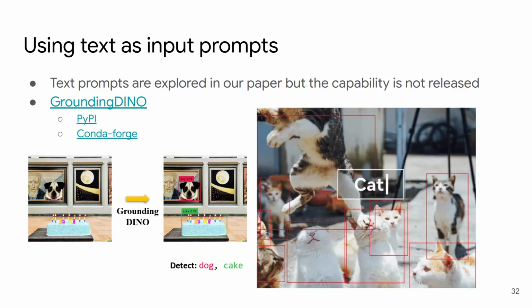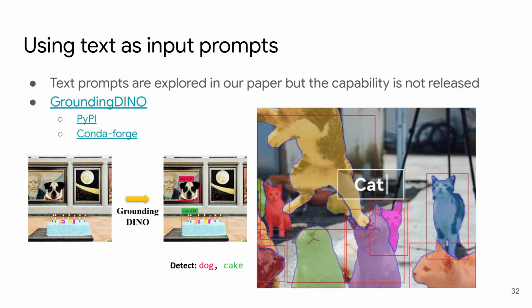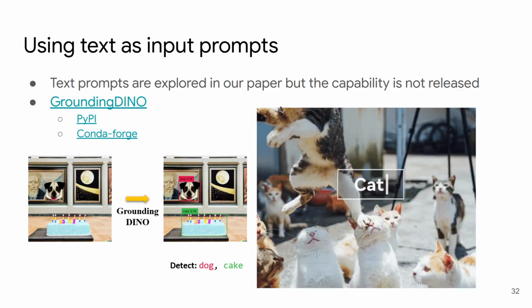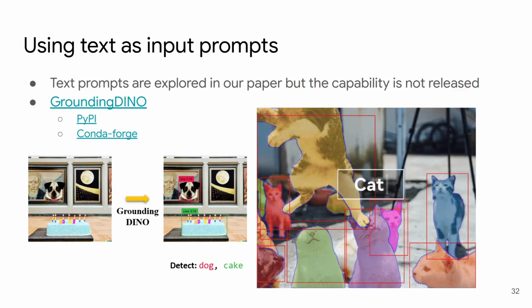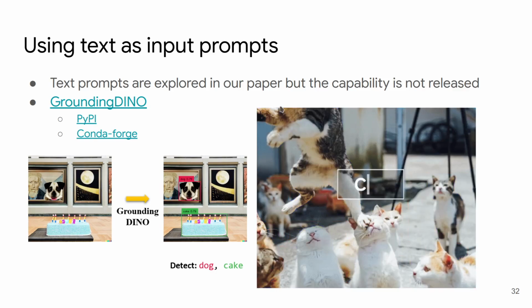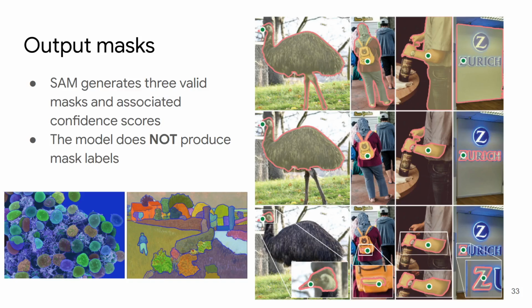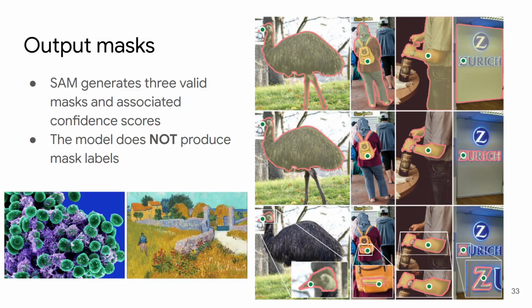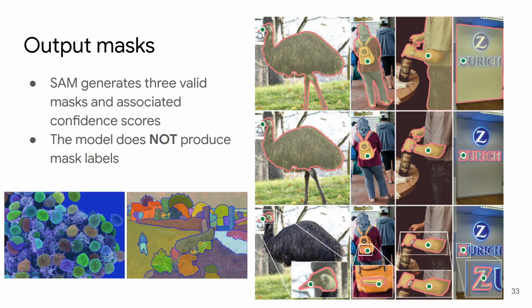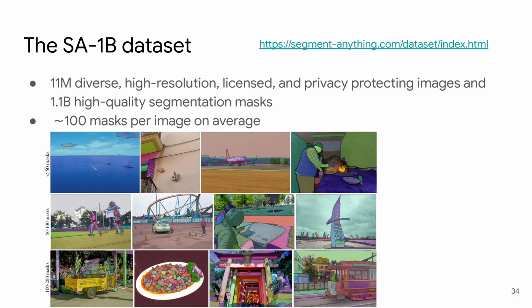You can also do text prompts, although this one was not released by Meta. Other people extended this model to provide text prompt capability. So this is basically the model, and they also released all kinds of data. Like I said, the model only generates the mask, but it doesn't generate the label. So you don't know what it is, but you can always do some post-processing to assign a classification label if you want to. And they also released the dataset.